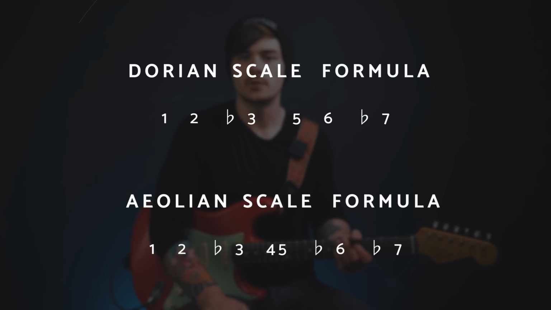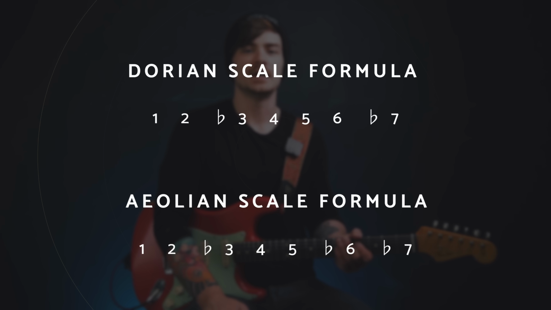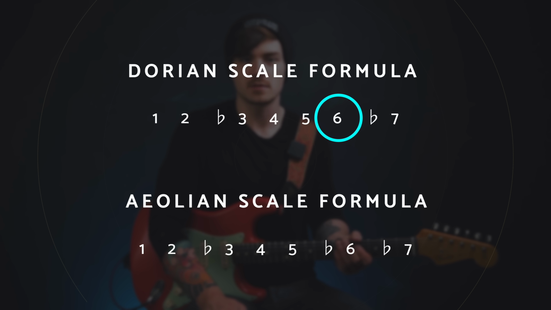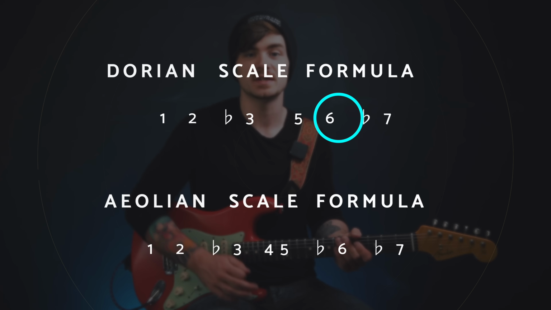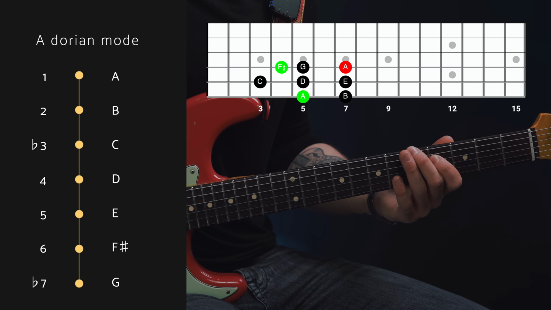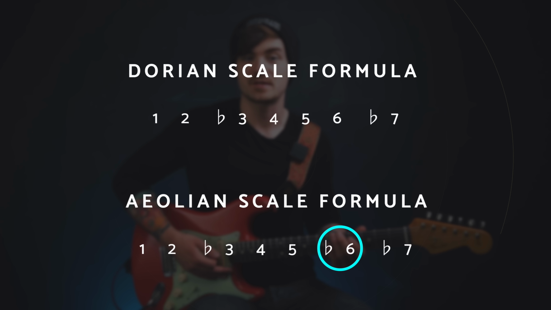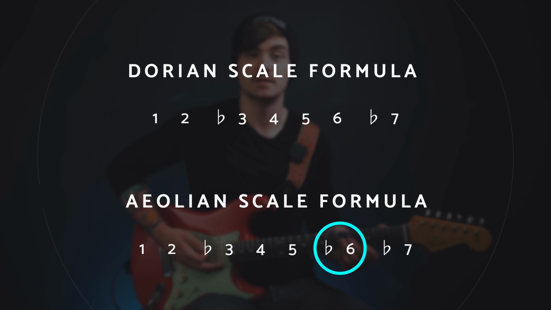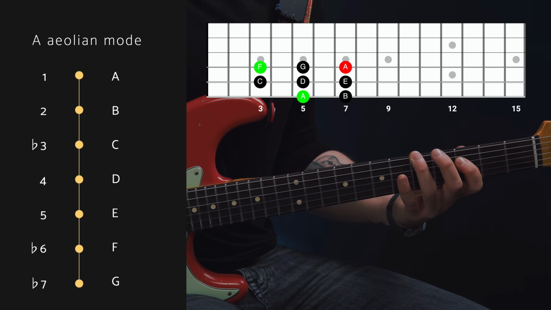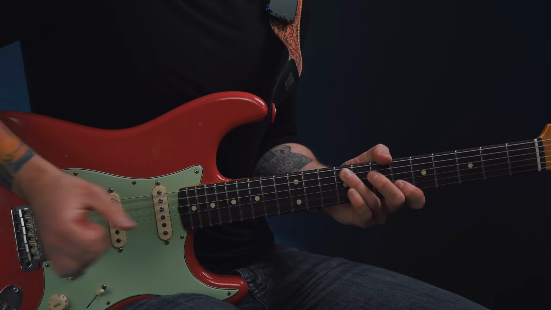Looking at the 2 scale formulas on screen, you'll see that the difference lies in the 6th degree of each scale. Dorian has a major 6th, which with an A root note is the note F sharp. Aeolian has a flat 6, which with an A root note is the note F. If I play both of those notes together, it's quite an ugly sound. That's not something you'd really want to hear if you were soloing with either mode for an extended period of time.